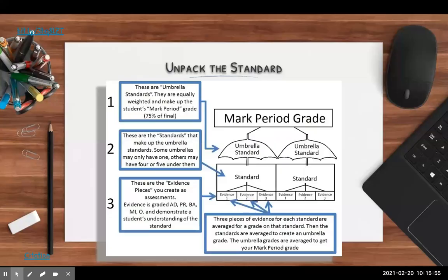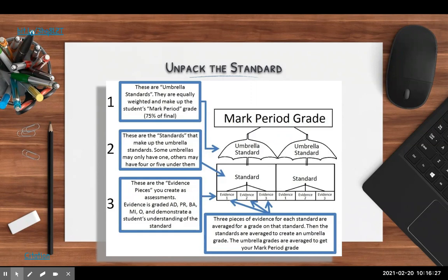So remember I talked to you, it's all about unpacking that standard. All right, so you have your domain, your grade level domain. And then under your domain, if you're ever looking at the state standards, there'll be like 1A and 1B and 2B and that kind of thing. So if you have that going on, those are your substandards. Those are your umbrella standards. And then you take it and you break it into your pieces of evidence here. All right, so that's how you assess.